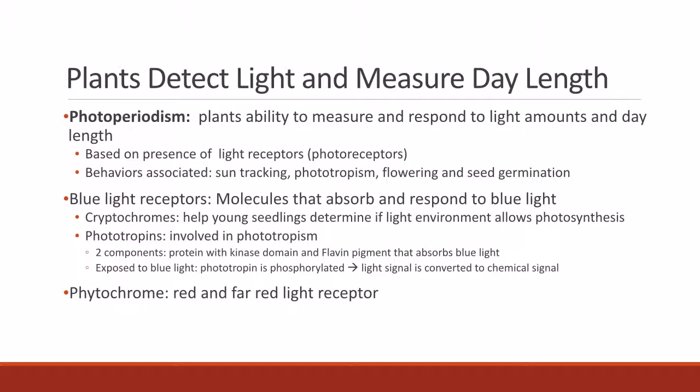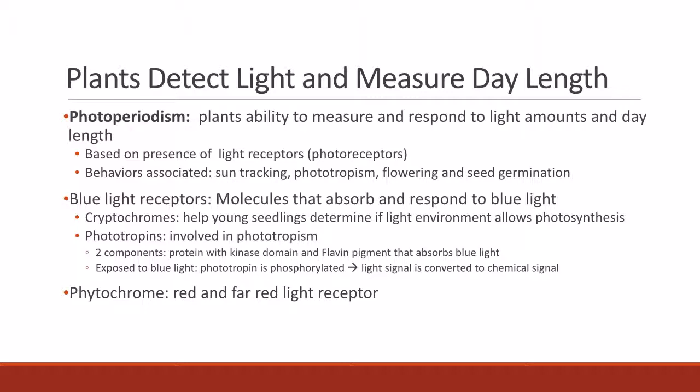Plants detect light and measure day length. Photoperiodism is the plant's ability to measure and respond to light amounts and day length. This is based on the presence of light receptors, called photoreceptors. Behaviors associated include sun tracking, phototropism, flowering, and seed germination.